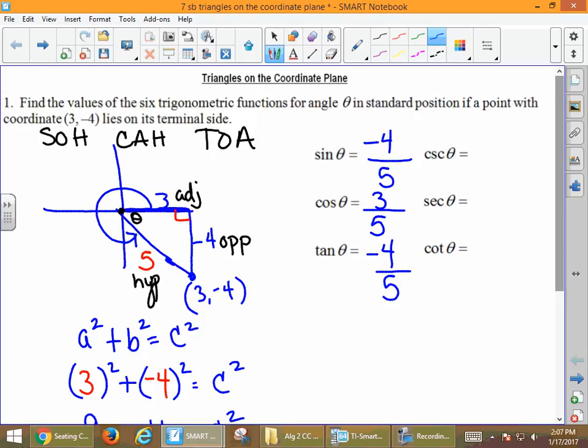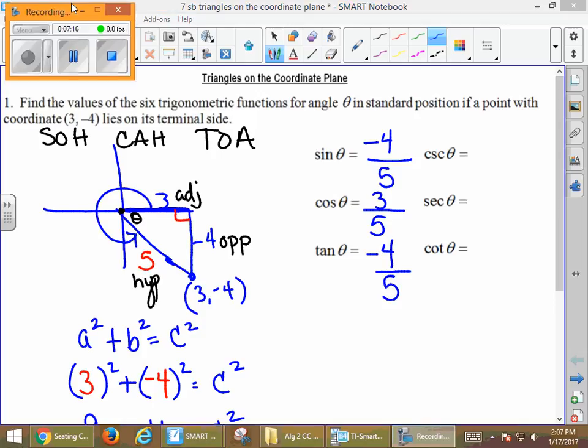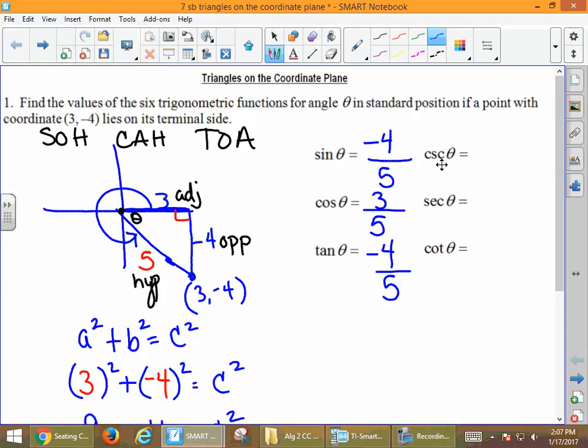And before we get into this other stuff over here to the right, I said that tangent is opposite over adjacent, but I didn't write it as opposite over adjacent. Opposite is -4, but the adjacent is really 3. We'll get that fixed.